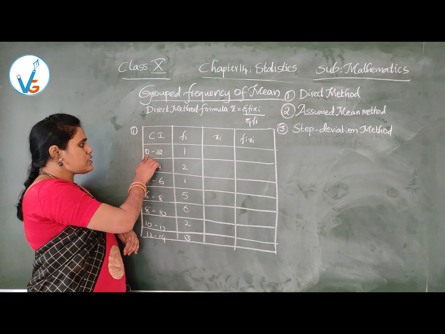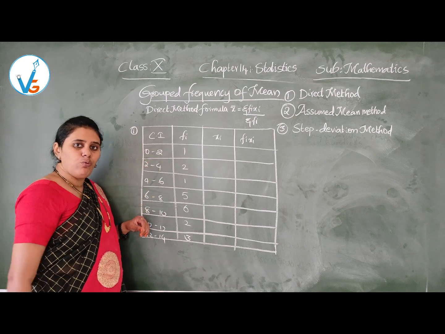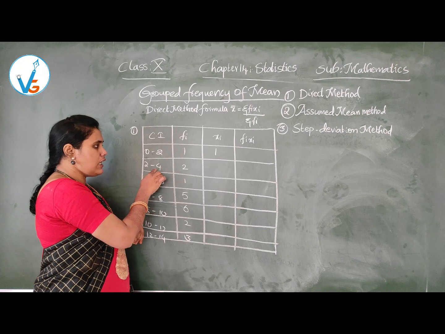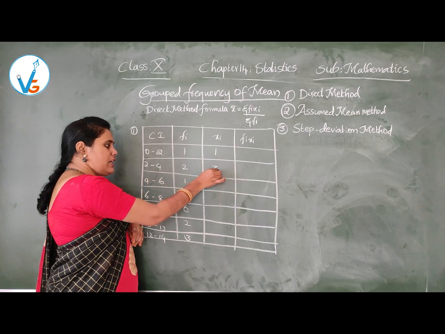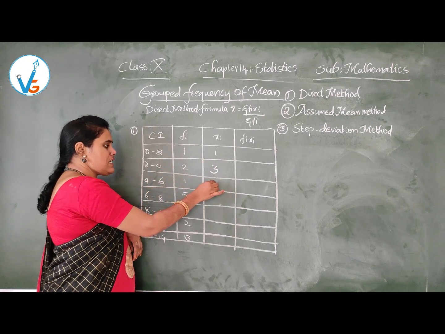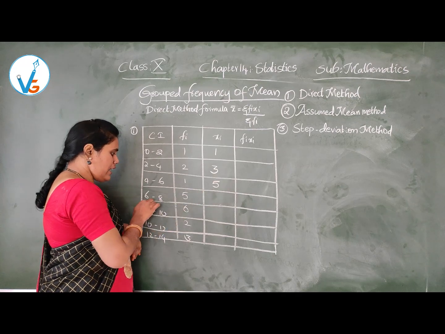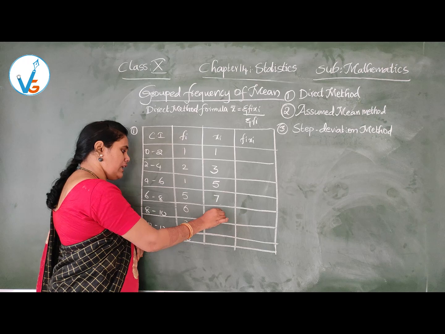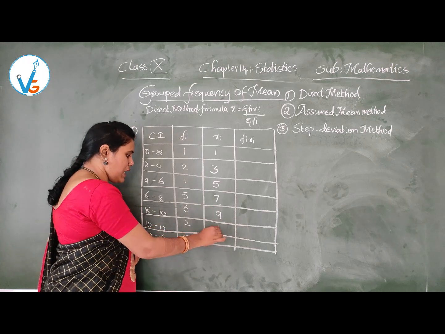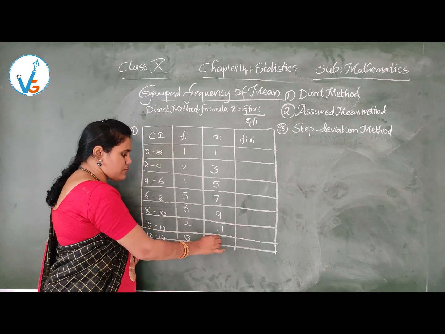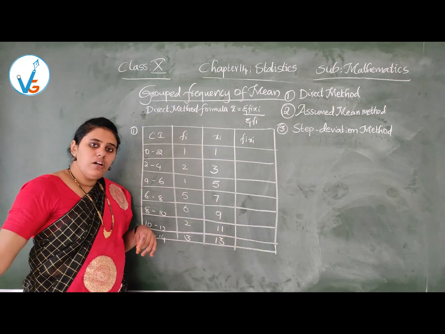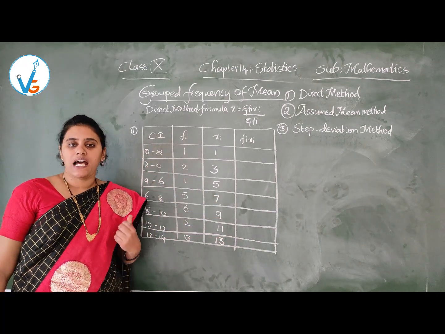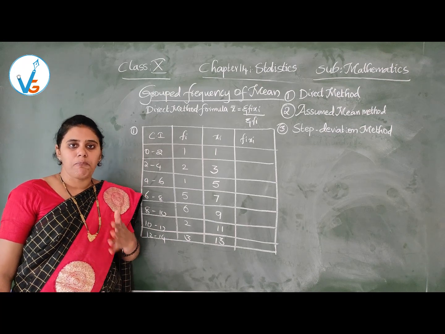So here 0 plus 2 by 2, we will get 1. Then what is the class mark here? Here it is 3. Here it is 5. Here it is 7. Here 9. Here 11. Here 13. So the mid values of the class intervals are said to be the class mark.